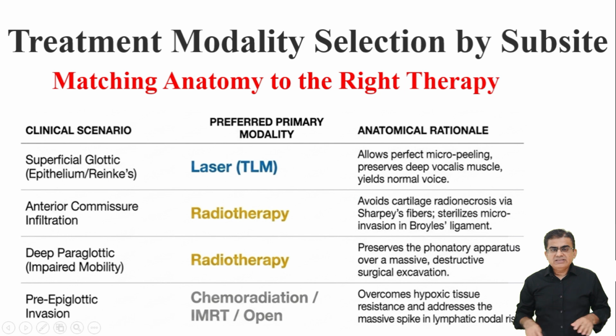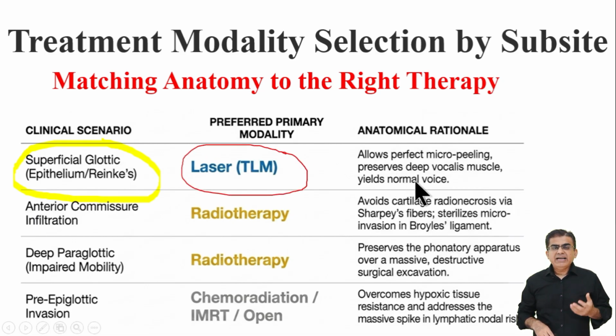Let us bring all of this anatomical knowledge together here. Look at this summary table. It shows exactly how we tailor our treatment to the specific anatomy. First, look at the superficial glottic tumor. If the cancer is strictly in the epithelium or Reinke's space, the laser is our primary choice. Why? Because it allows perfect micro peeling while safely preserving the deep vocalis muscle.